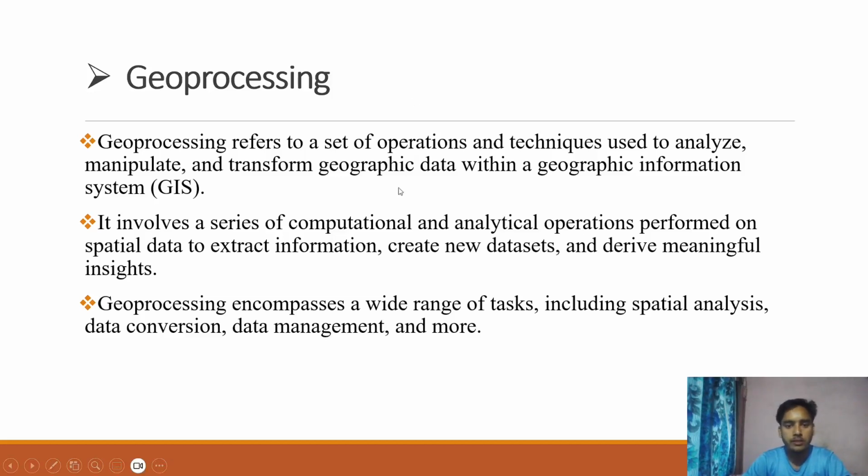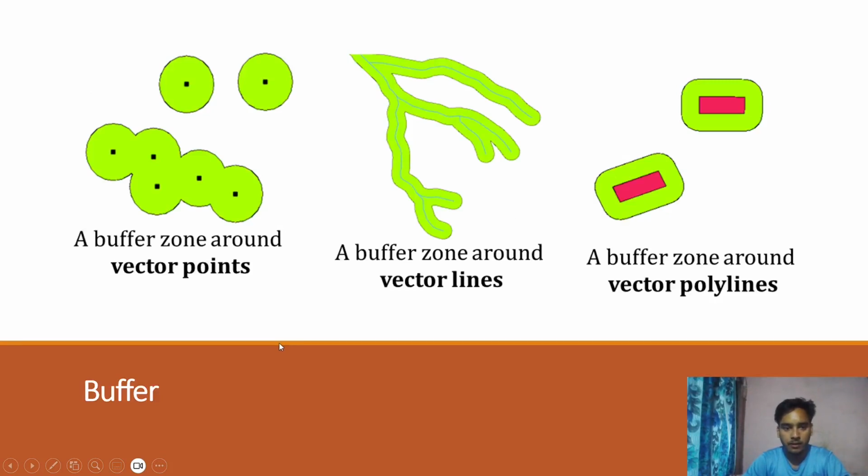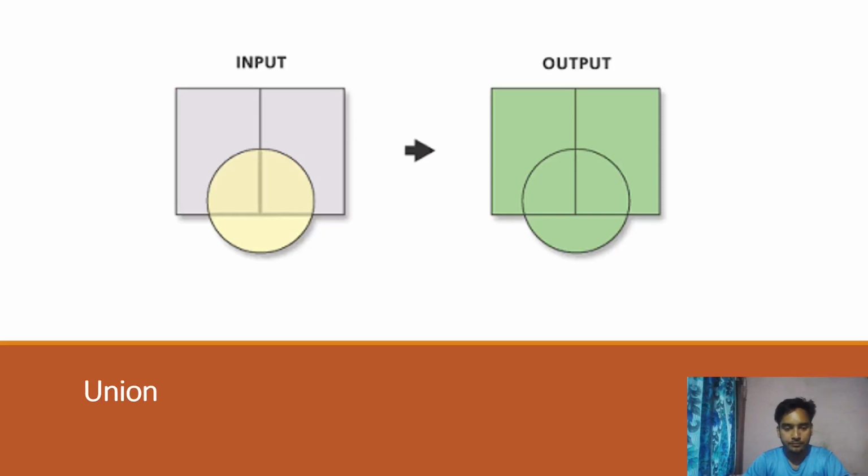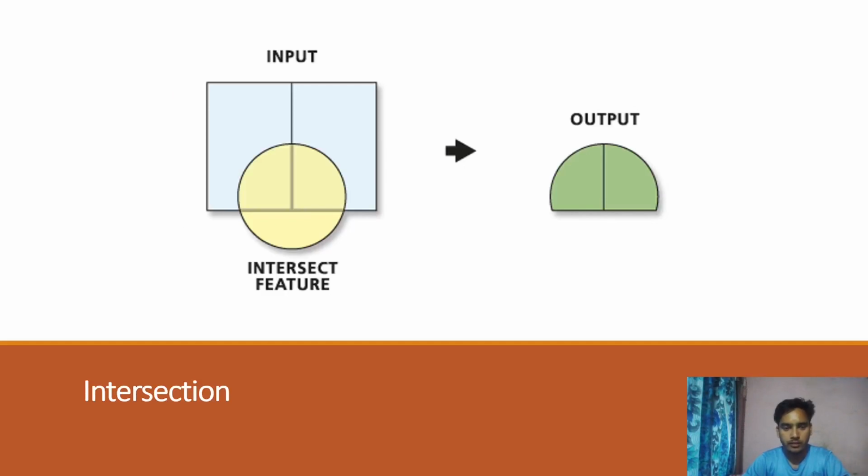It involves a series of computational and analytical operations performed on the spatial data to extract information, create new datasets, and derive meaningful insights. Geoprocessing encompasses a wide range of tasks, including spatial analysis, data conversion, data management, and more. Let's clear from these geoprocessing methods. In this course, we only do the buffer and clipping in the software, but for the basic understanding, we also added this union and intersection slides.